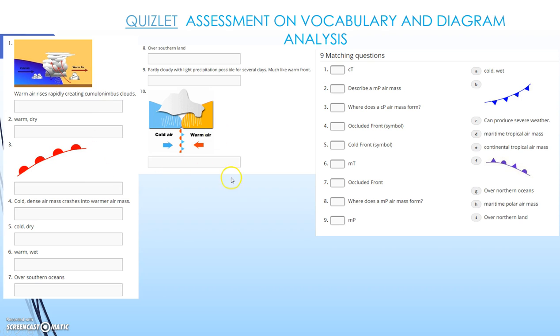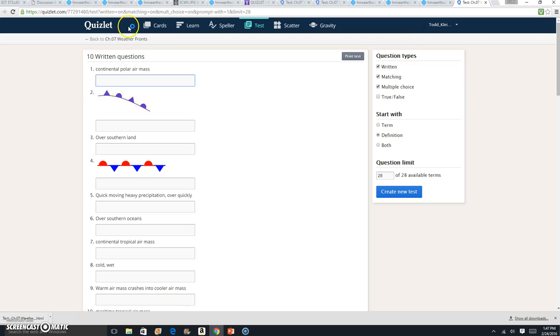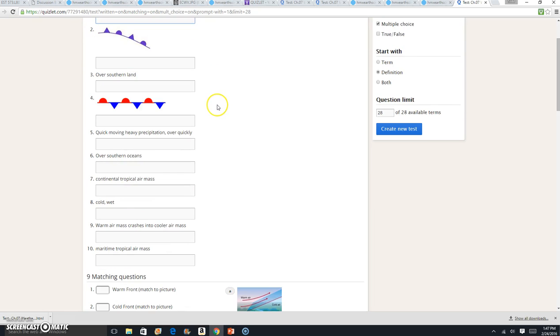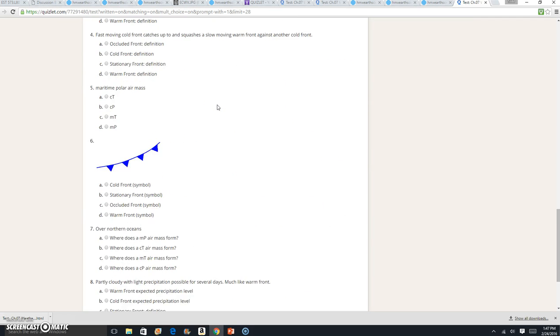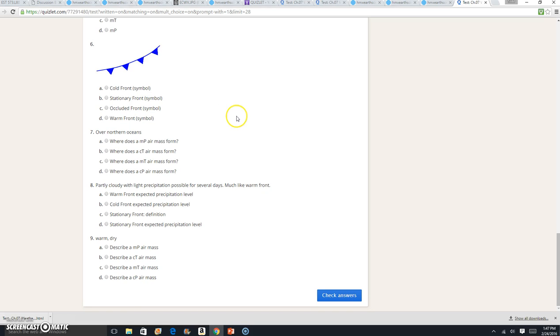This is the actual exam, and here is your link to the exam. Write your answers in when you completed them. Check your answers at the end. Good luck.